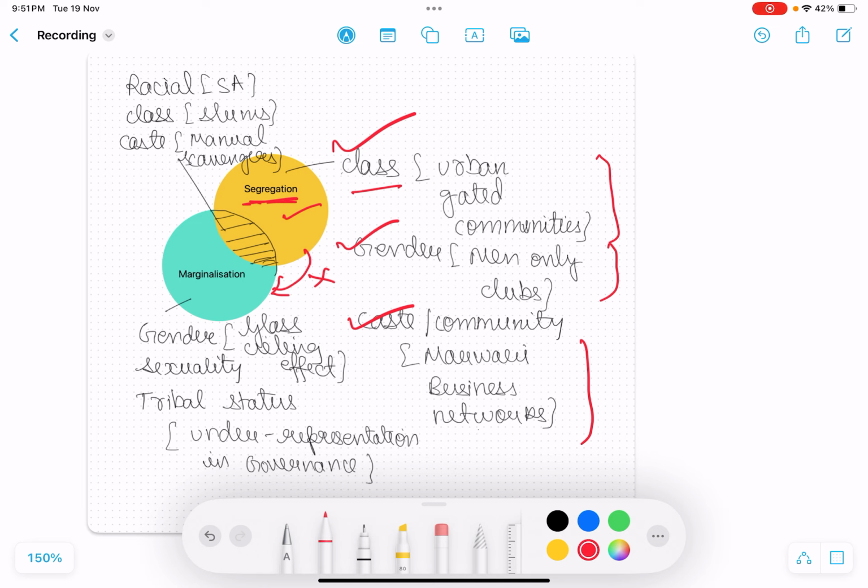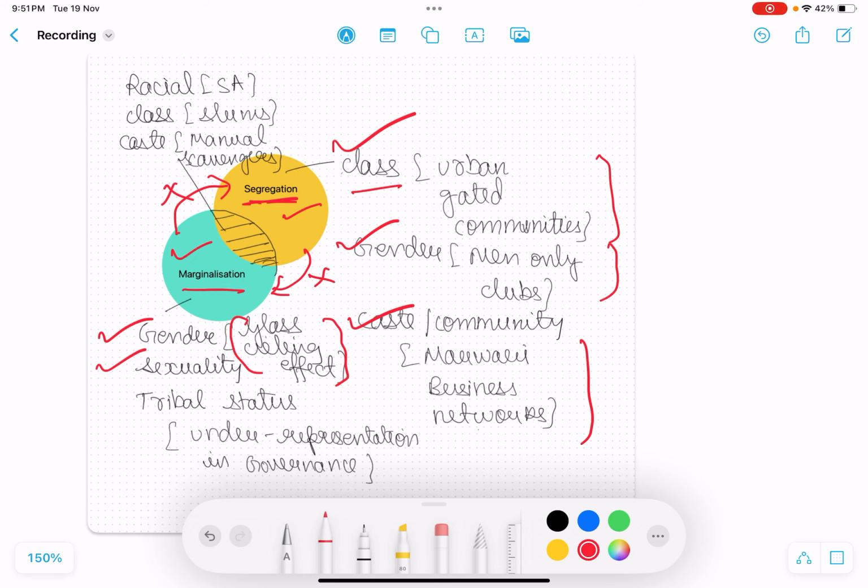Then let's take a look at marginalization, which is not segregation. So what are we saying? Basically, the individuals or groups who are being marginalized may not be living physically separate from other people. Let's just say women are living in the same neighborhood as you are, in your same family, right? But their contributions are being valued less. Let's say in an organization with the glass ceiling effect, right? People who belong to alternate sexuality or minority sexuality groups, right?